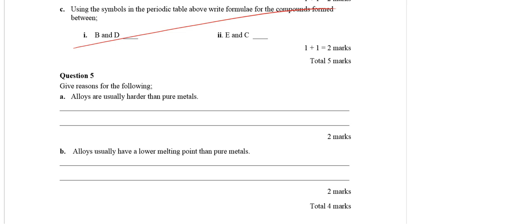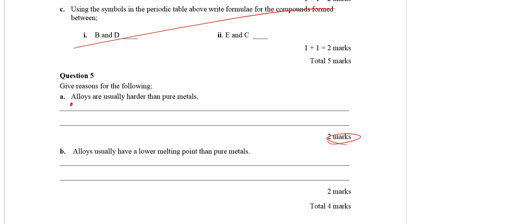Alloys are usually harder than pure metals, and it's 2 marks, so they want 2 reasons. With a question like this, I'm okay with dot points. I'll put out 1 dot point, ready for my first reason. Now, why would alloys usually be harder than pure metals? I think about the 2 possible types of alloys: the first one being interstitial, and the second being substitution.